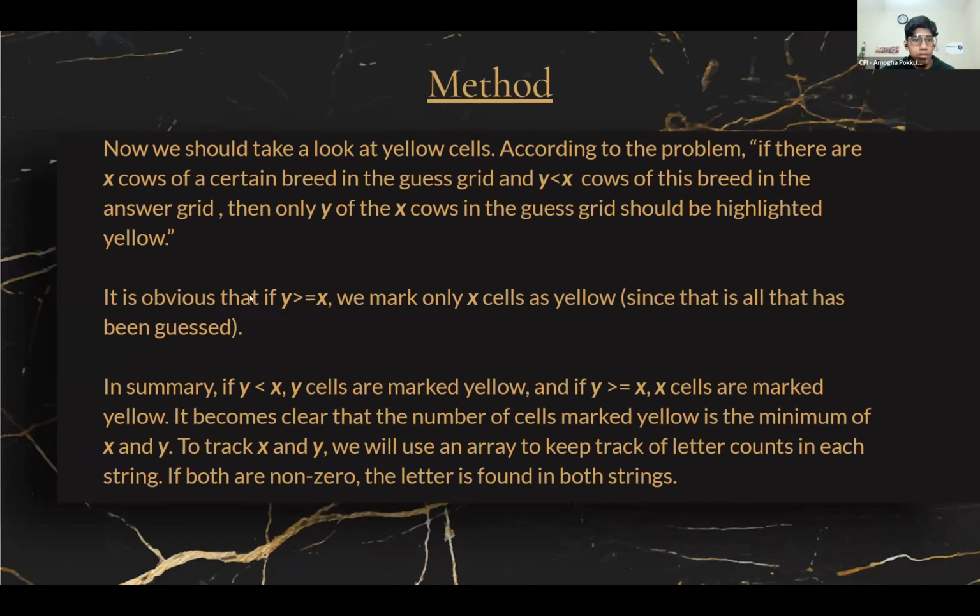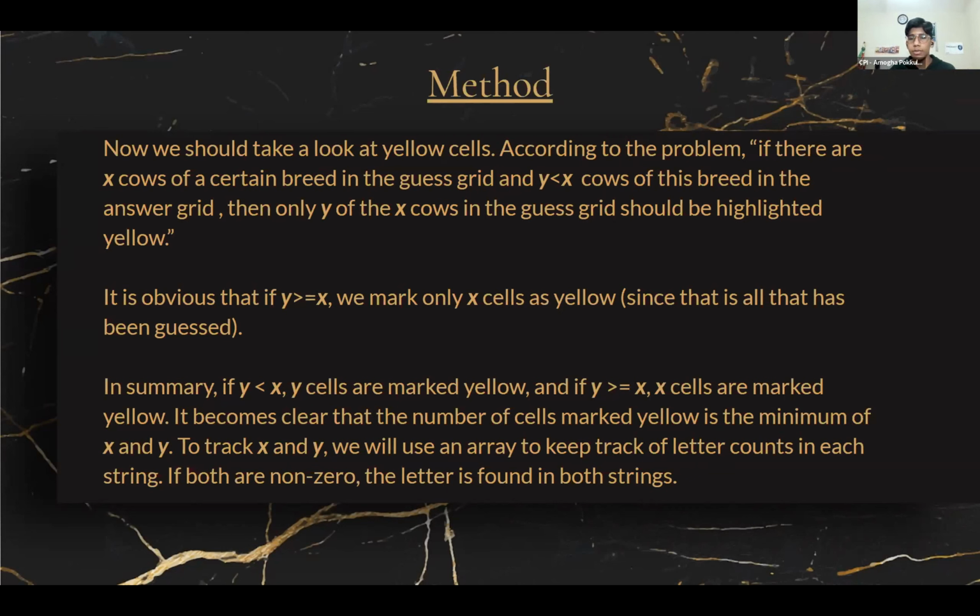And obviously it follows that if Y is greater than or equal to X, where again, Y is in the answer grid and X is in the guess grid, we only mark X cells as yellow since that is all that has been guessed. So in summary, if Y is less than X, Y cells are marked yellow, and if Y is greater than or equal to X, X cells are marked yellow. It becomes clear that the number of cells marked yellow is the minimum of X and Y. So to track X and Y, we will use an array to keep track of letter counts in each string.